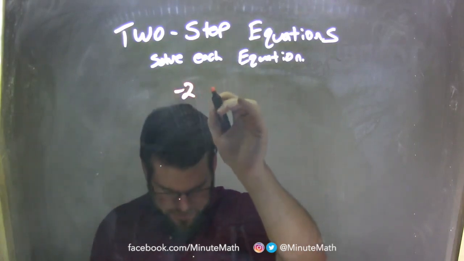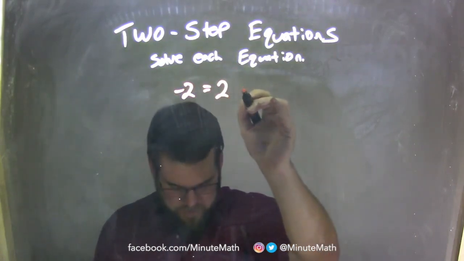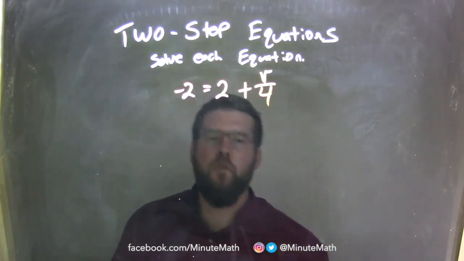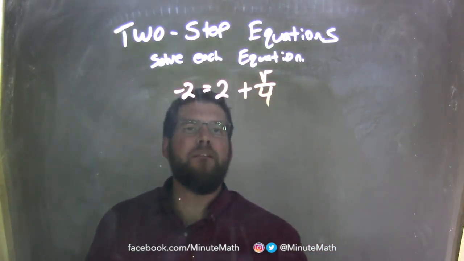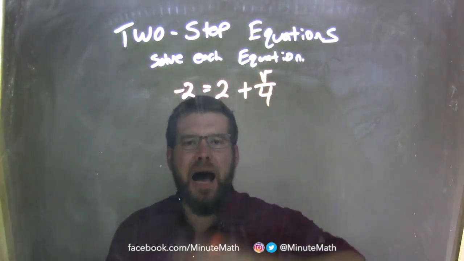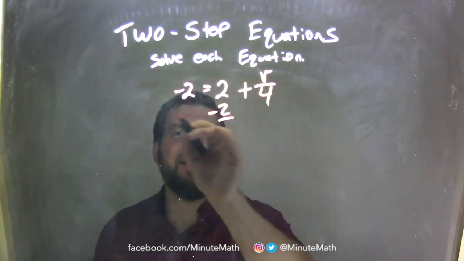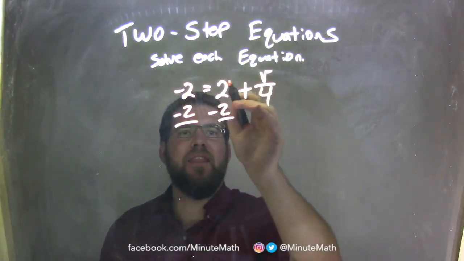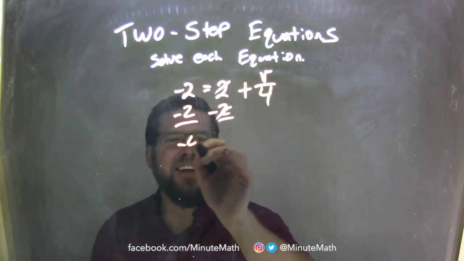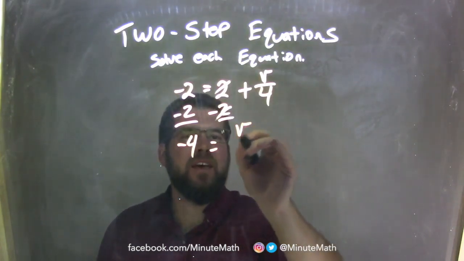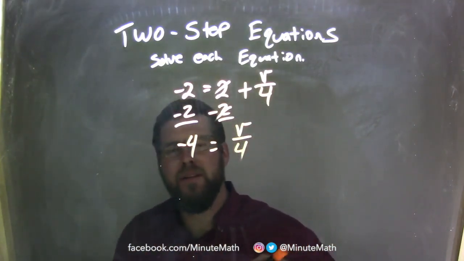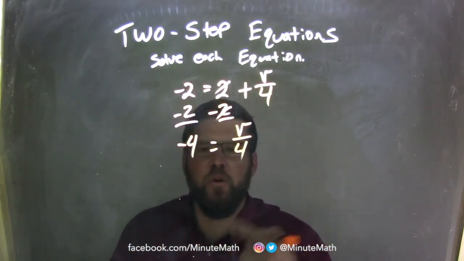Negative 2 equals 2 plus the letter v over 4. First step here is to bring this 2 to the left. It's a positive 2, we're adding it. Opposite of that is subtraction. So I'm going to subtract a 2 to both sides. These 2's cancel, and negative 2 minus 2 is a negative 4. And then we have a v over a positive 4, right? Negative 2, we subtract it, move it more to the left on the number line, making it a negative 4.